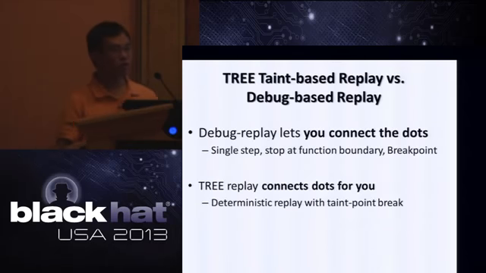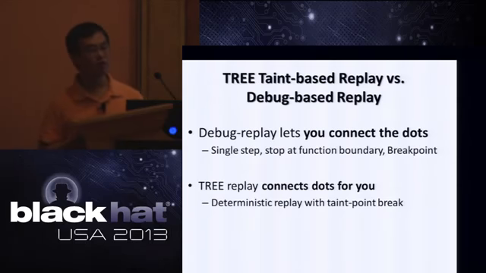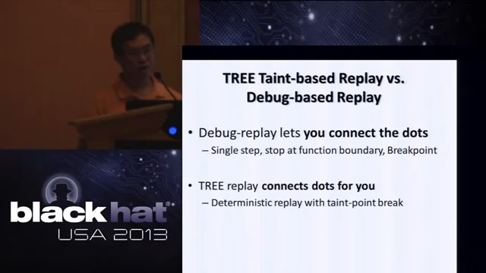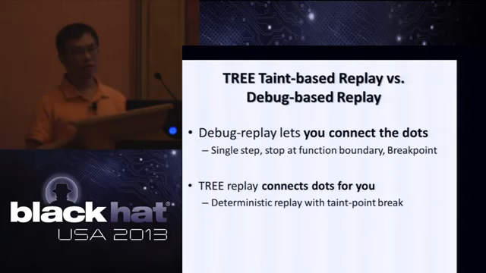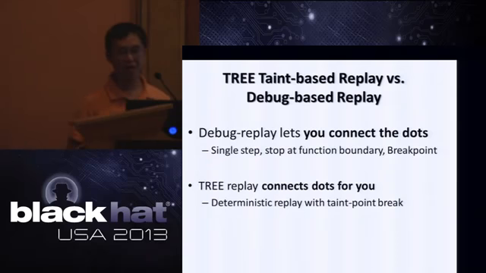People are familiar with debuggers, use debuggers every day, and might ask the question, say, why in some versions of debugger, say GDB 7, already incorporated the record then replay in a debugger. So what's the difference between us here? I think in general, the high-level answer is this: debugger-based replay lets you connect the dots, and tree replay connects the dots for you.